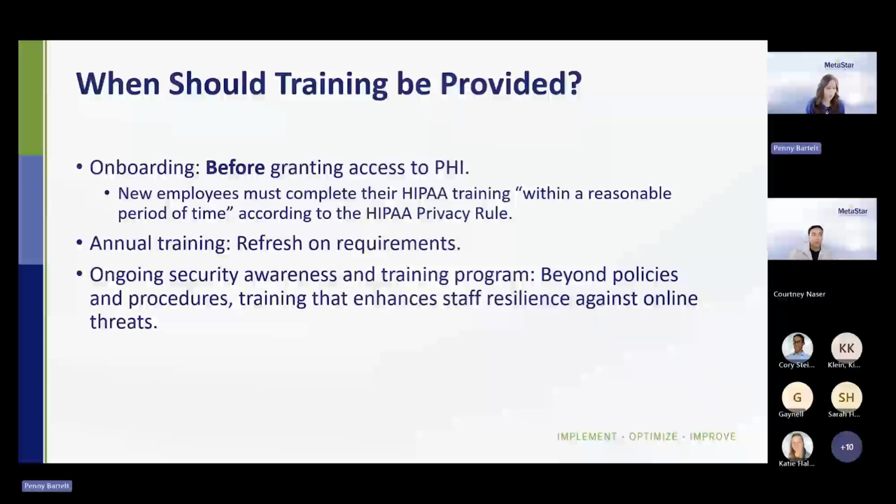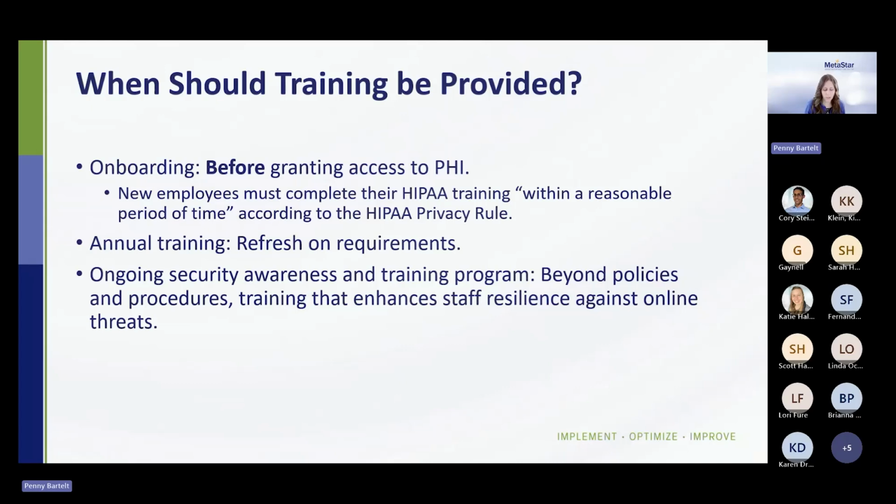So when should training be provided? There's a couple key times. One is onboarding. Before you grant access to PHI, you really need to make sure that they understand what HIPAA involves. And HIPAA, of course, has their lovely time frame. It just says within a reasonable period of time. They don't define it, but I think we all know that before granting access is really the best way to provide that training.